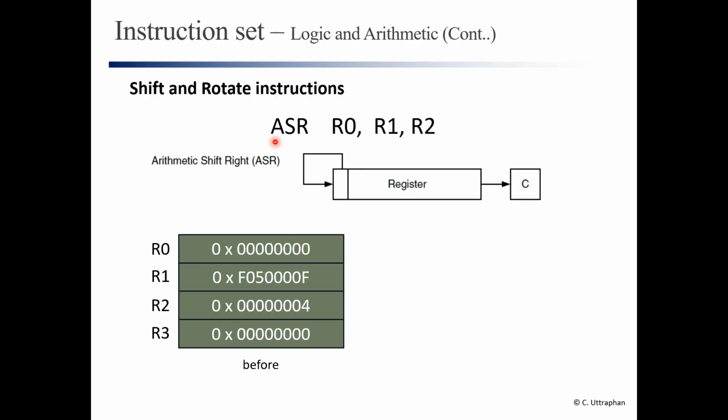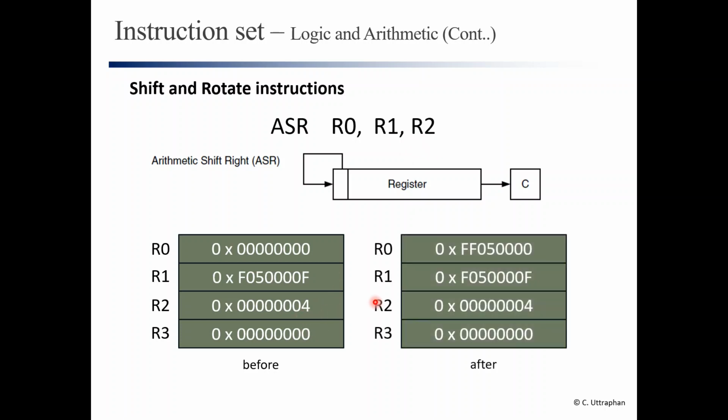The next example will be the arithmetic shift right, the ASR. Let's say the instruction is ASR, R0, R1, R2. In this instruction, the content of R1 will be shifted to the right 4 times, because the Op2 now is R2, and it contains hex 4. The shift result will be stored in R0. After the instruction is executed, we will have hex FF050000 in R0.